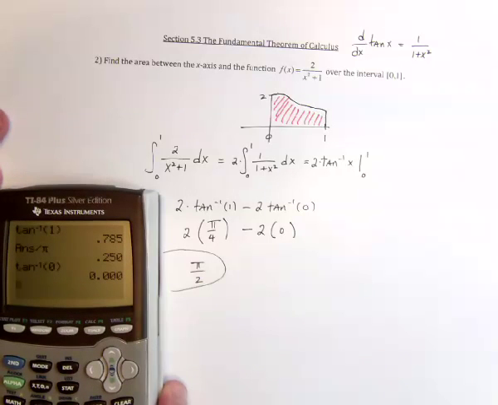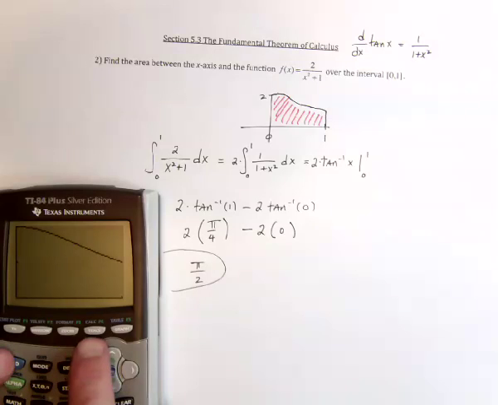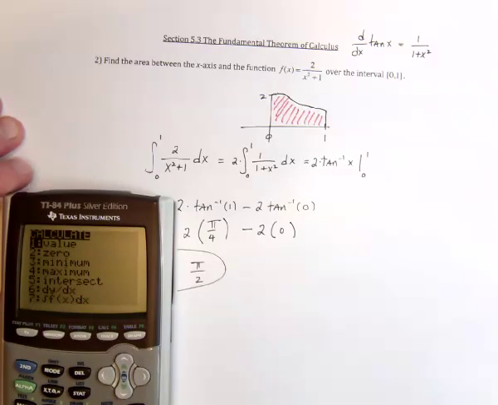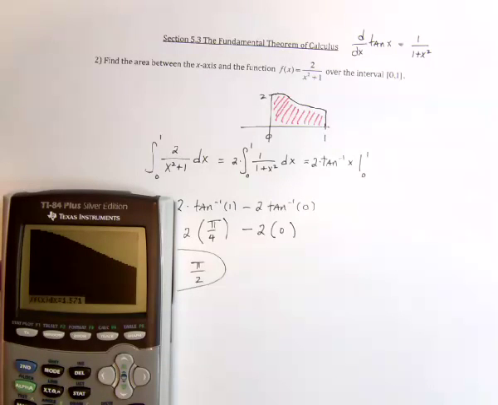And then if we graph again, so there's the function, and if you go to second calculate and have it integrate number 7, going from 0 to 1, it will find the area under the curve and say it's 1.571, which is pi over 2.